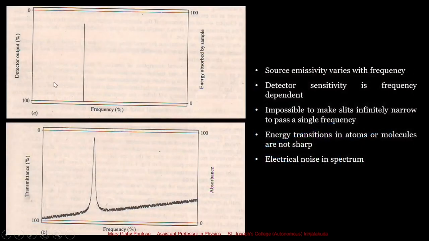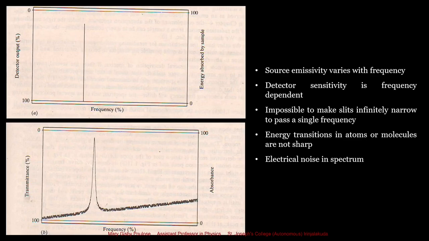Now, ideally, we would expect an output as shown in the top picture. In the frequency domain spectrum, we should be able to see only that particular spectral line, that particular wavelength in the output. But in practice, it is not so. In practice, we see the spectrum as shown in the bottom picture.